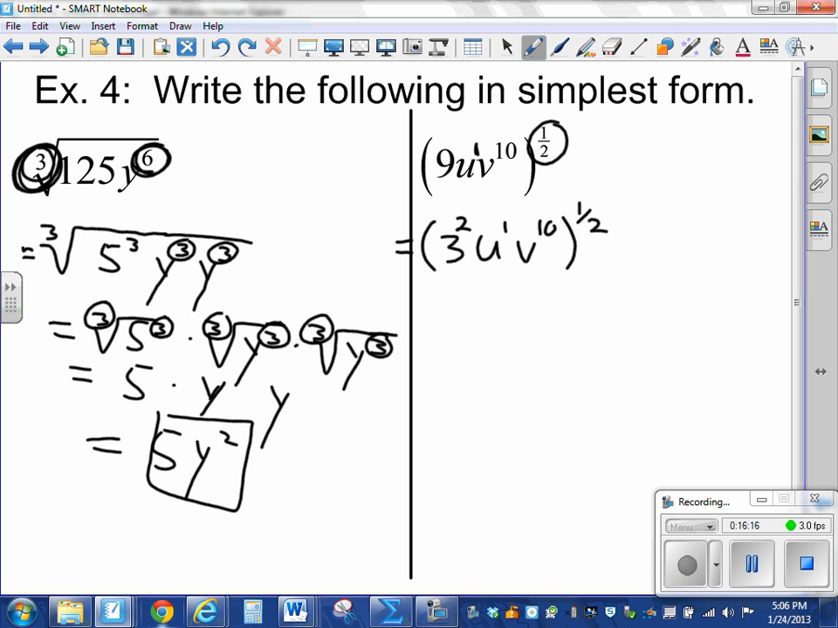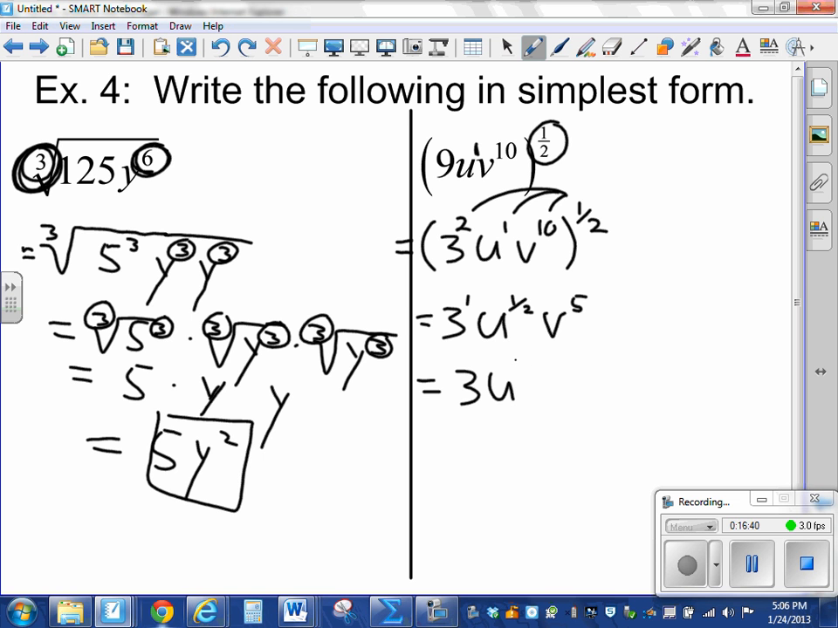Now we're going to go ahead and take the 1/2, multiply it in. 2 times 1/2 is 1, so it's 3 to the first power. u, 1 times 1/2 is 1/2 again, and then v, 10 times 1/2 is a 5, so v to the 5th power. And you just leave it like that. We don't really need the 1 there.